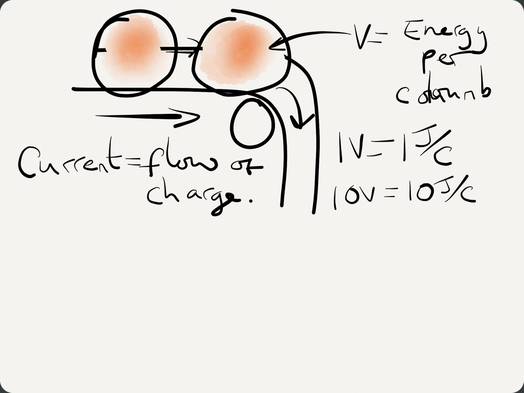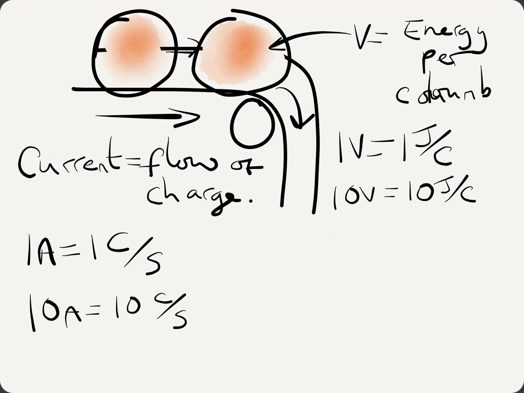And it's very simple. In fact, press pause, test yourself. What do you think 1 amp could be? Pause it. Assuming you've not paused, I'm going to carry on anyway. 1 amp is just 1 coulomb every second. So 10 amps just means there are 10 coulombs every second.